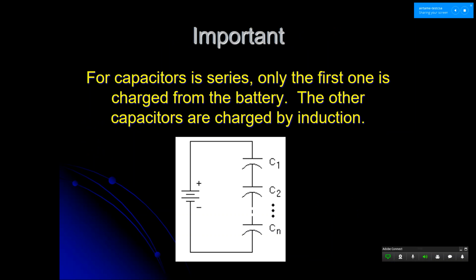For capacitors in series, only the first one is charged from the battery, right? Whatever the voltage is here is going to cause a charge here. Based on that first capacitor, it's going to charge the second plate, which is the same charge as the next plate, and so on and so forth, okay? This is the drawing that I drew before. So this is going to be plus Q, minus Q, plus Q, minus Q, plus Q, minus Q. Okay?